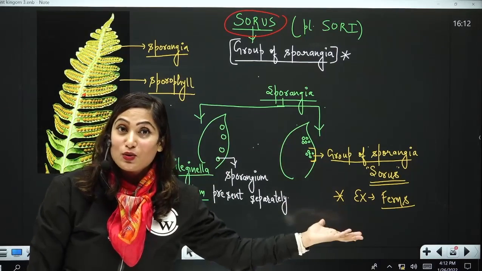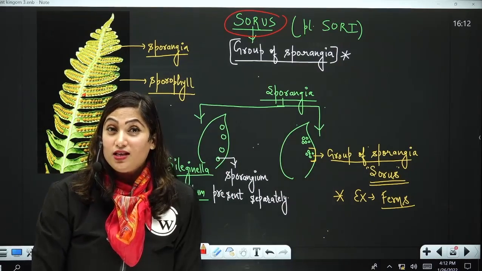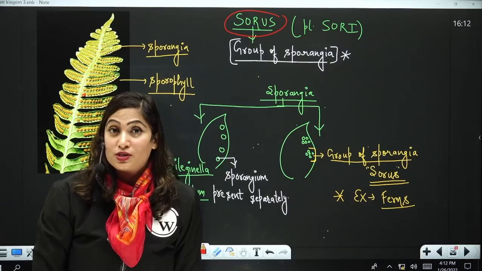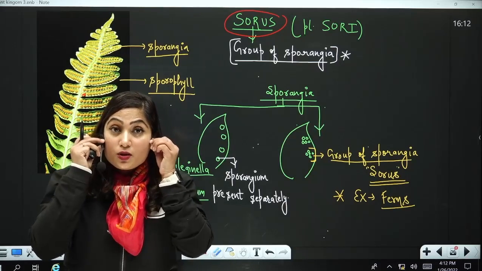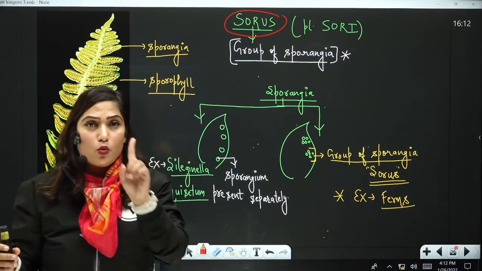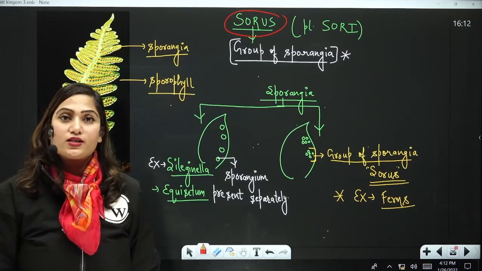So the sporangia behind the leaf can be present separately or they can form a group. The group is sorus. The question has come in NEET: where is sorus present and where is sorus absent? So just learn this with me. You have to learn one line only. Sorus is present in ferns.